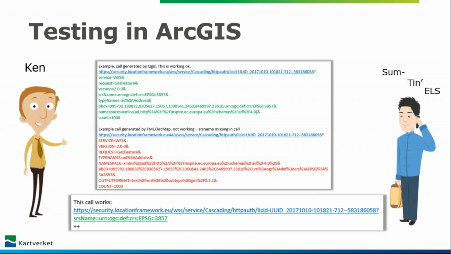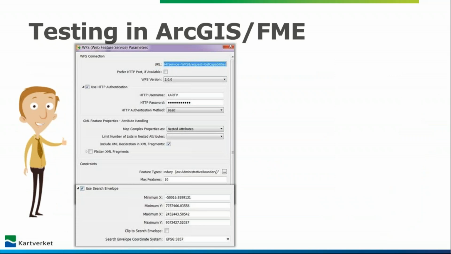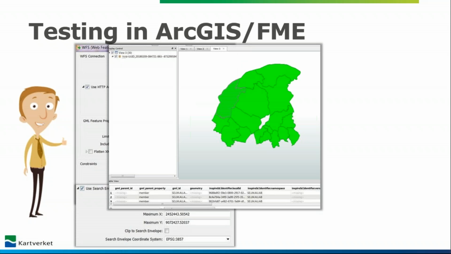And Ken gave a thumbs up and said try again. And this is FME, and ArcGIS uses the same WFS tool. So just so you know, it's the same thing. So he tried again, and finally he got the same results as in QGIS.